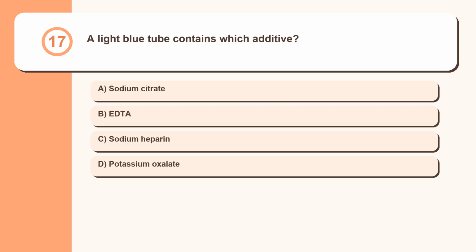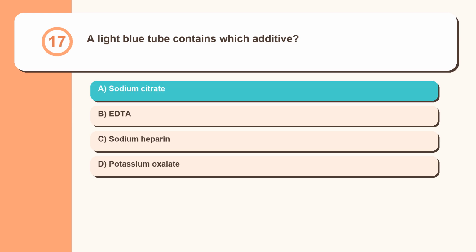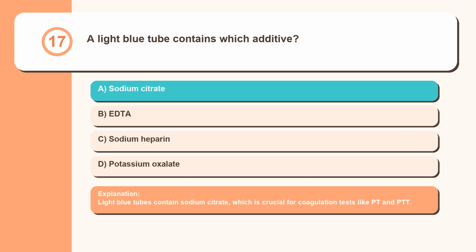Question 17. A light blue tube contains which additive? Sodium citrate, EDTA, sodium heparin, potassium oxalate. Light blue tubes contain sodium citrate, which is crucial for coagulation tests like PT and PTT.